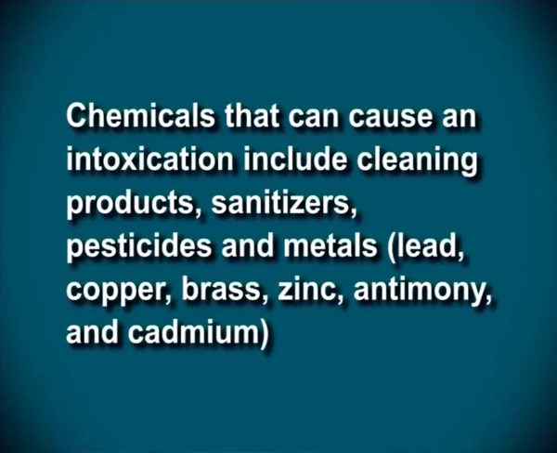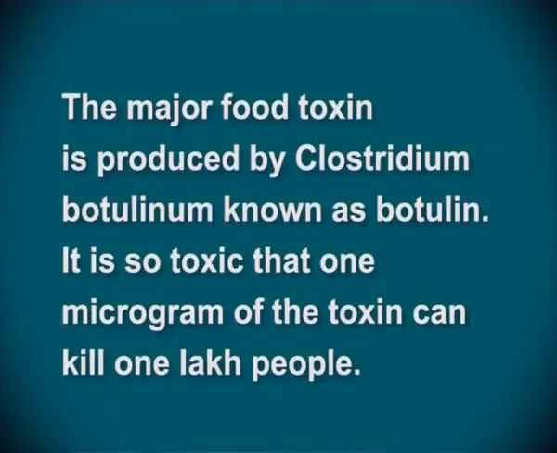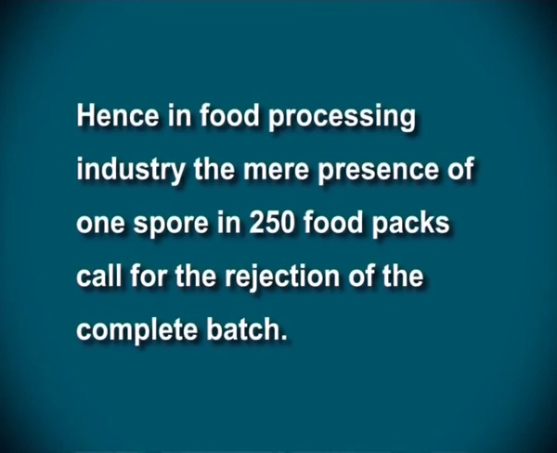Chemicals that can cause intoxication include cleaning products, sanitizers, pesticides, and metals like lead, copper, brass, zinc, antimony, and cadmium. Seafood toxins include ciguatera toxin, scombroid toxin, shellfish toxin, and systemic fish toxin. Plants and mushrooms can also cause an intoxication. The major food toxin is produced by Clostridium botulinum, known as botulin. It is so toxic that 1 microgram of the toxin can kill 1 lakh people. Hence, in the food processing industry, the mere presence of 1 spore in 250 food packs calls for the rejection of the complete batch.